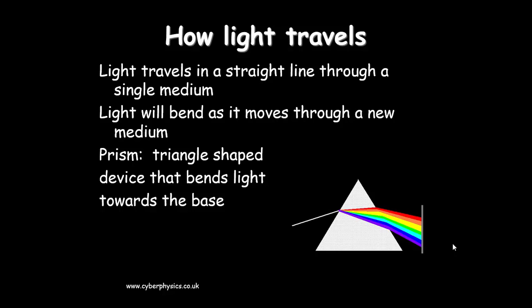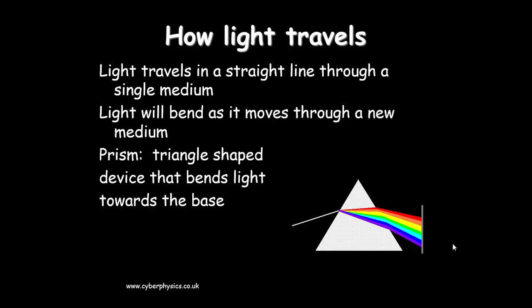Light travels in a straight line through a single medium. Now it does not travel on that medium, it travels through it. Light will bend as it moves through a new medium. So what you can see down here to the bottom right of the screen is a prism, and a prism is just a triangular shaped device used to bend light.